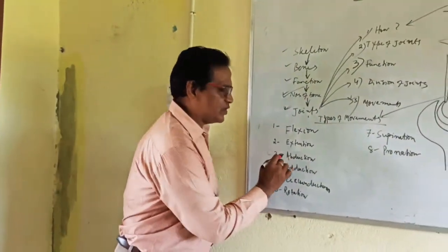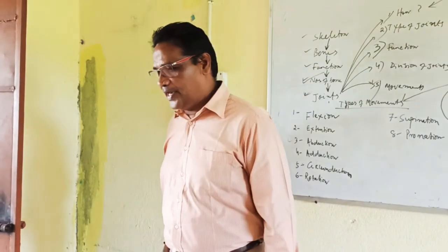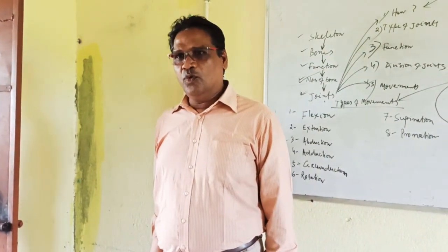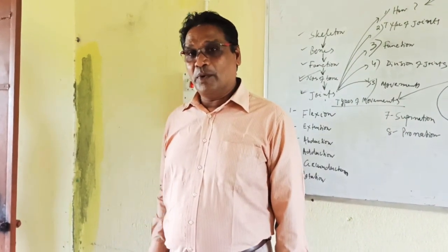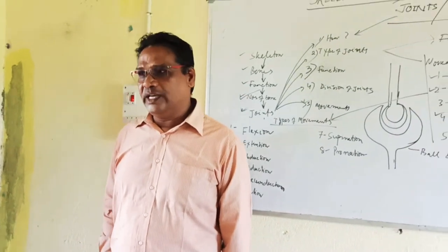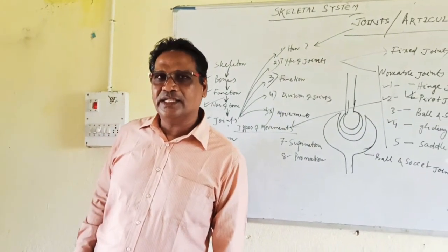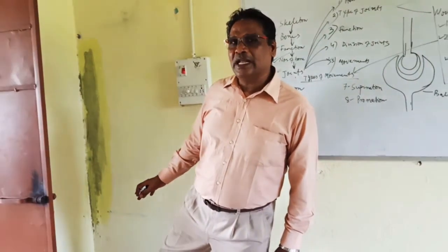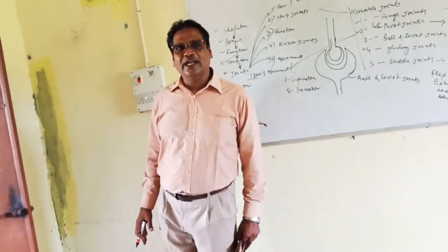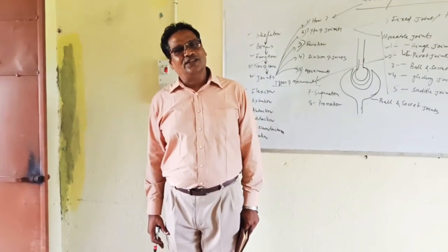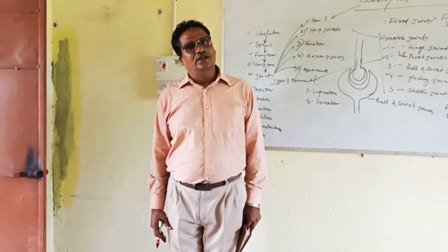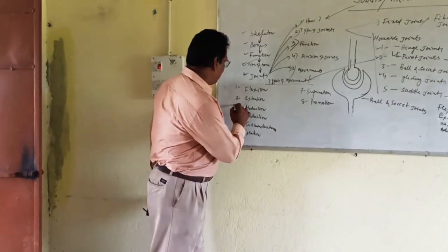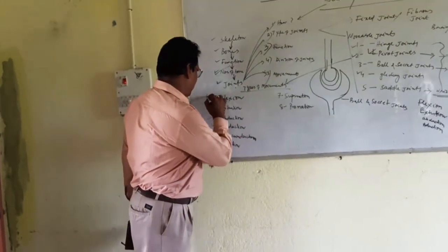Next is abduction. From the center of the body, it will move towards the right. From the middle line, it will deviate your legs towards the right. This is abduction. From the right side, it will come to the middle. This is called adduction. Clear? Abduction and adduction.